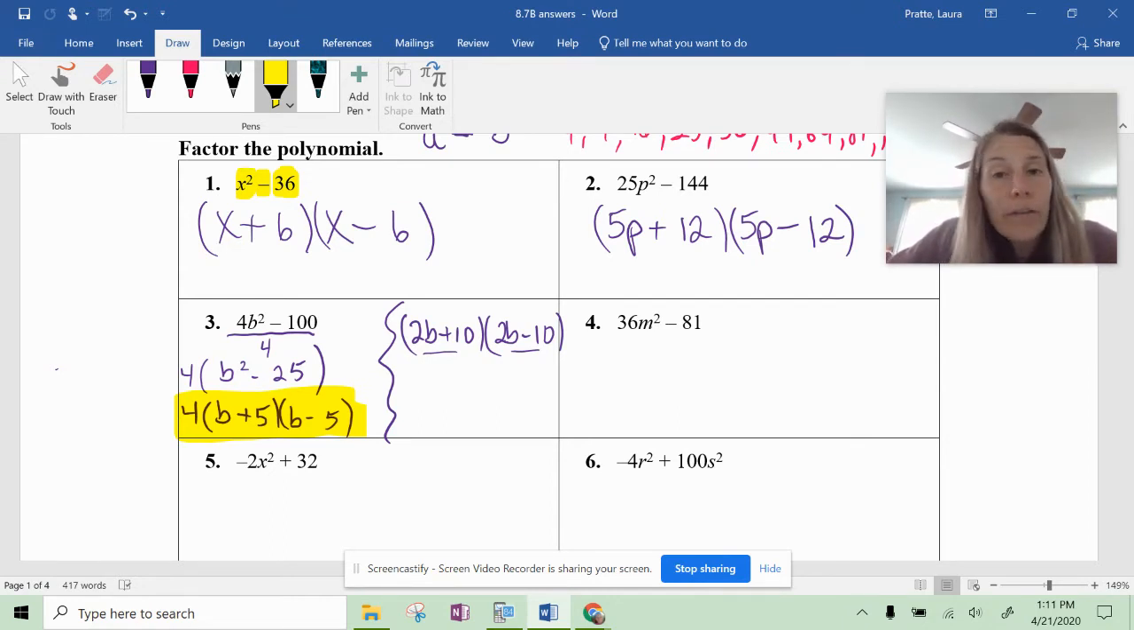So always check for a GCF first no matter what, because it's a lot easier to do it in the beginning than the end.